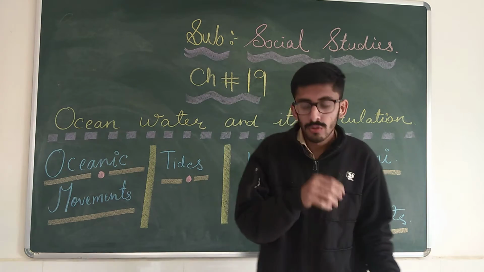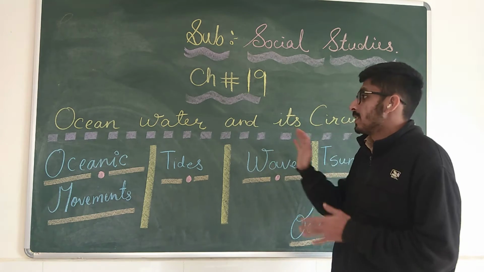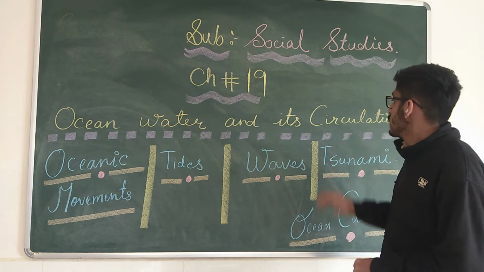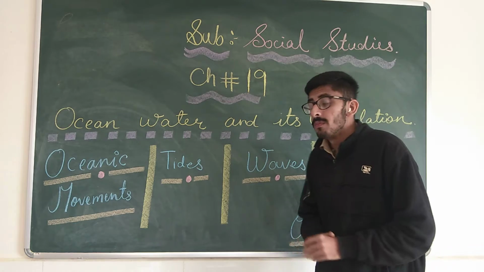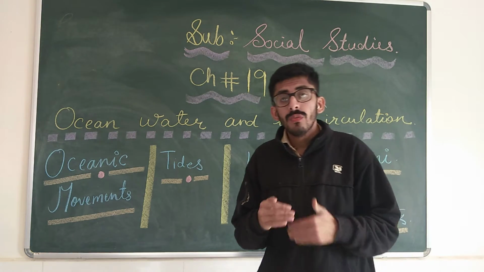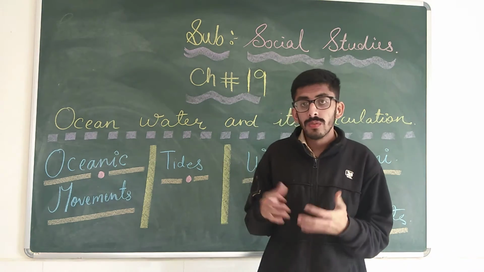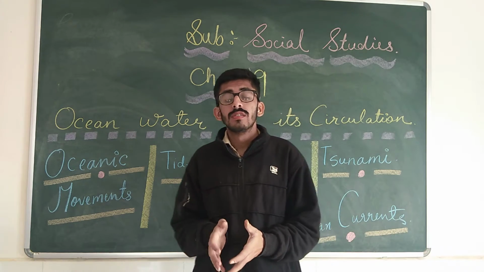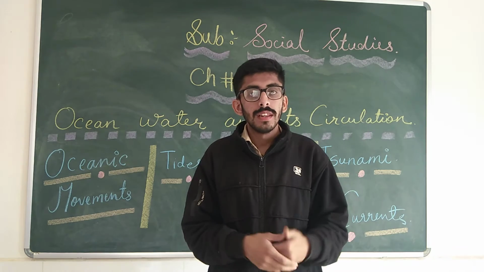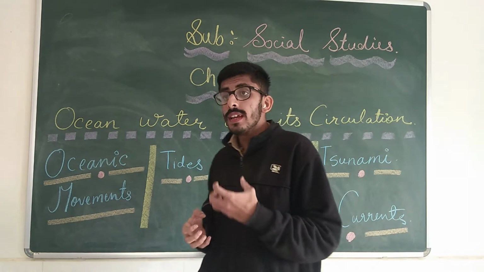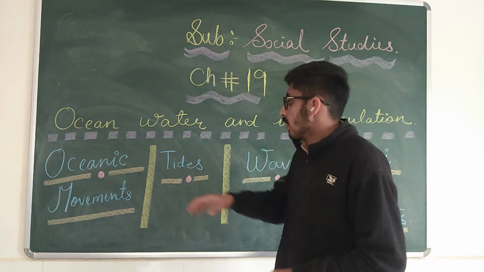Students, we are going to start our chapter 19, Ocean Water and its Circulation, of Social Studies. So, we will be studying here how the waves are coming. We often visit the banks of rivers and seas, so we observe that the waves are coming. So, how are they created?